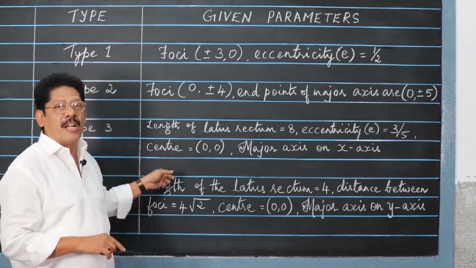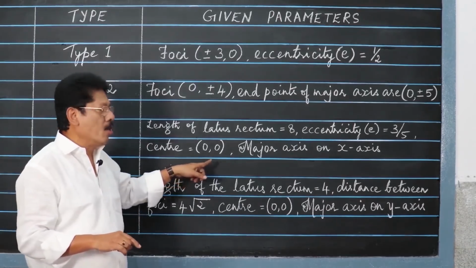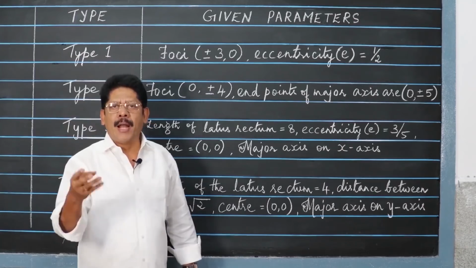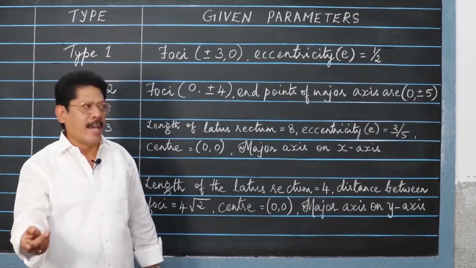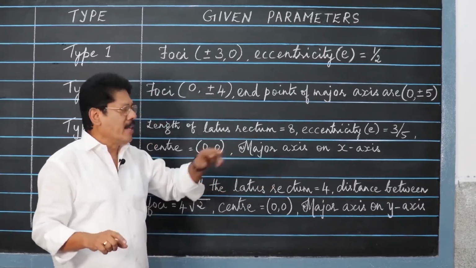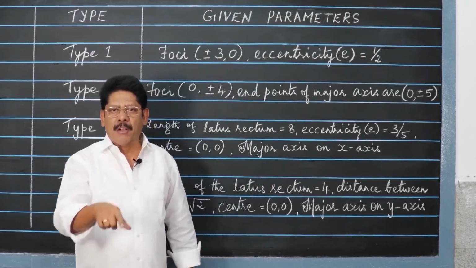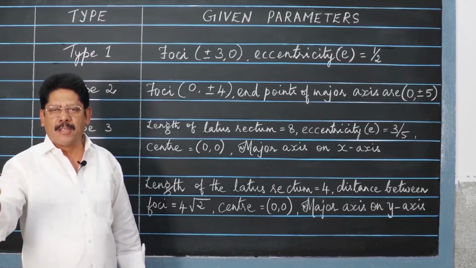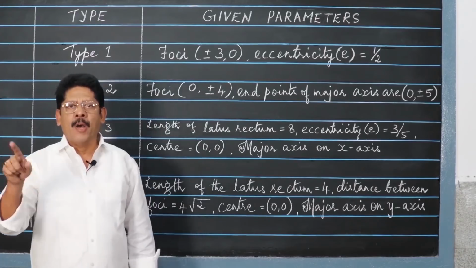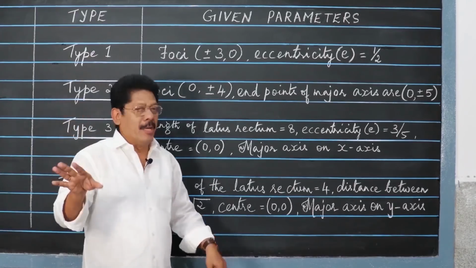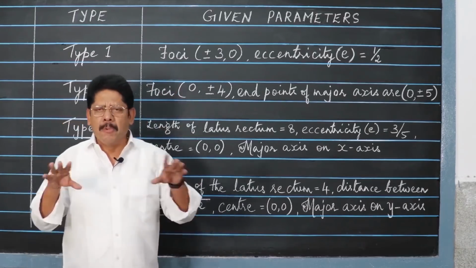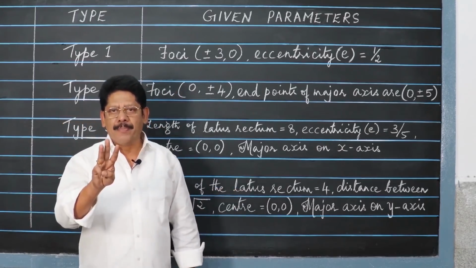When these things are known to you, the center is very clear that it is 0, 0. So that is equal to h comma k. On knowing a squared, b squared and h comma k, you can develop the equation of the ellipse. Now, since the major axis is along x-axis, the equation of the ellipse is of the form x minus h the whole squared by a squared plus y minus k the whole squared by b squared equal to 1. Now, we have got an extreme knowledge of all the three types.